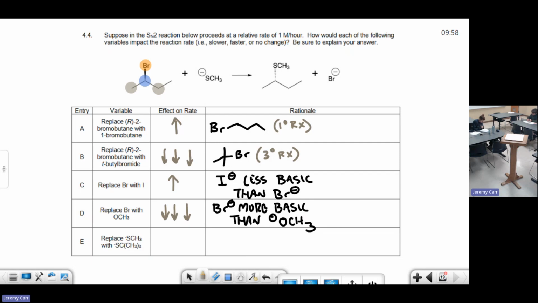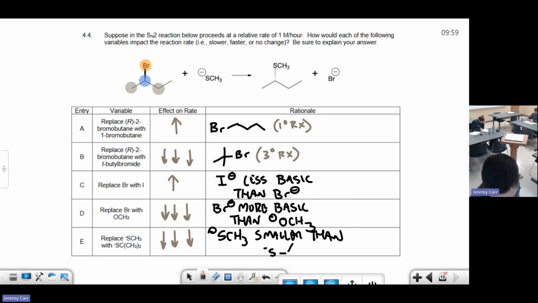What if we swap out the nucleophile, this is methane thiolate, and we react it with butyl thiolate? What do you think is going to happen to the reaction now? Should slow the reaction down. Why? That's it. As we start to increase the size of the nucleophile around the nucleophilic position, we say that SCH3- is smaller than, I guess this would be S1, 2, 3, like that.